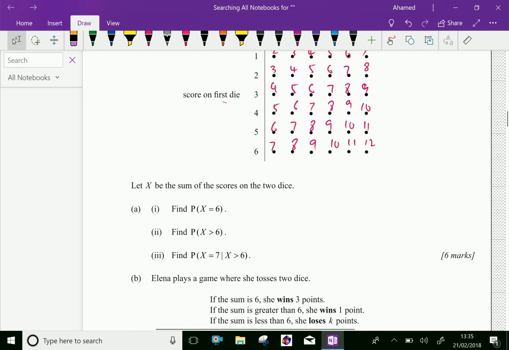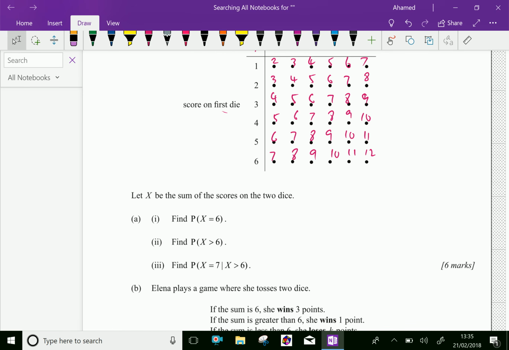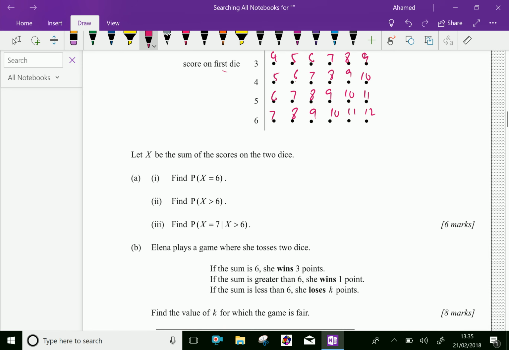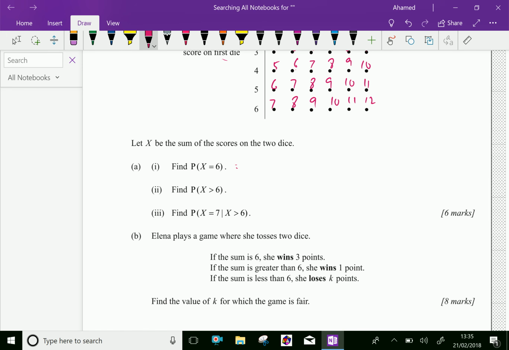P of x equals 6 means the sum is 6. There are 1, 2, 3, 4, 5 of them. So the answer is 5 over the total sample space, 36.